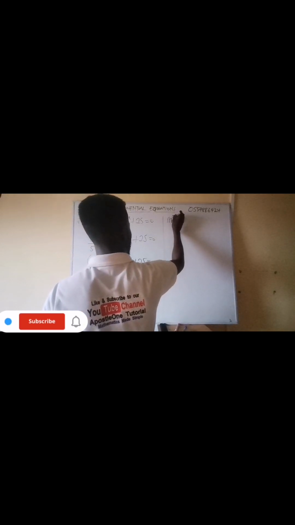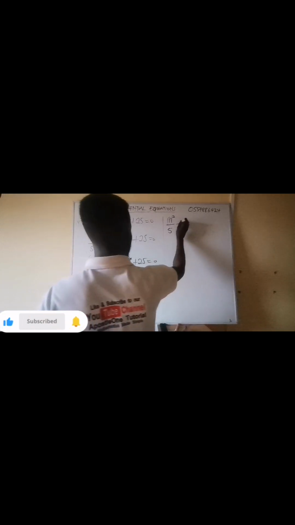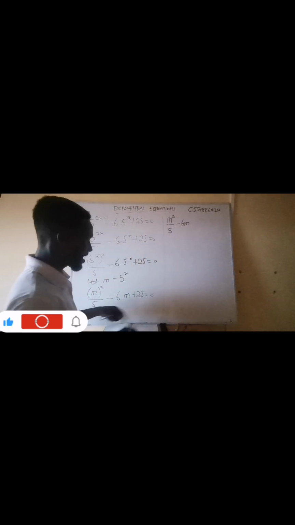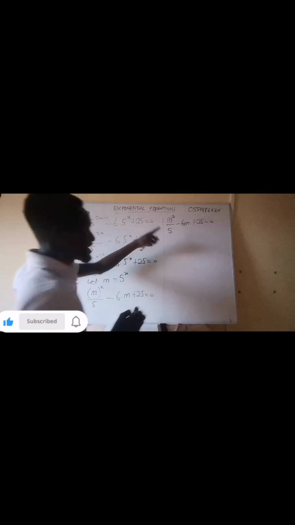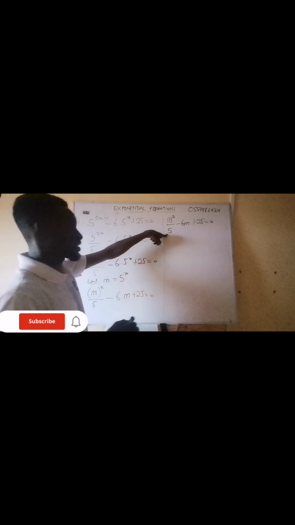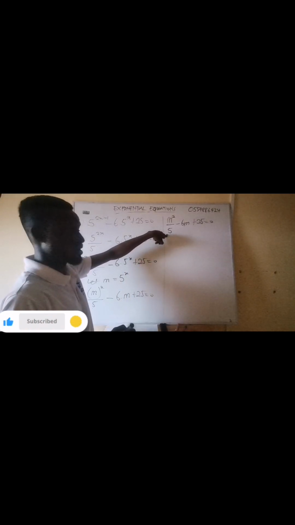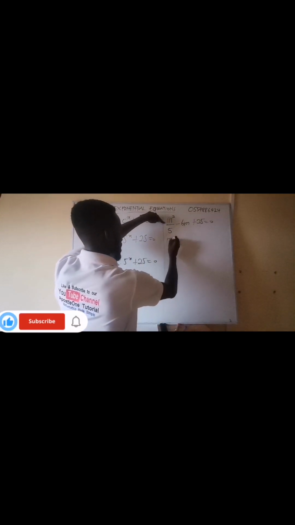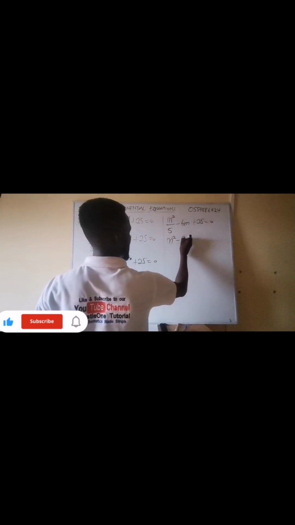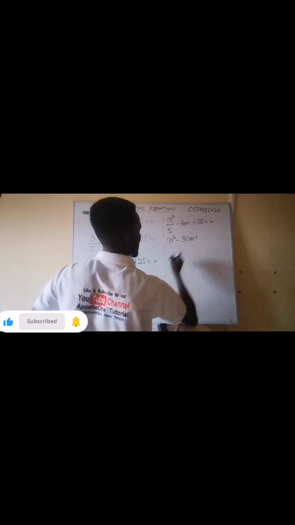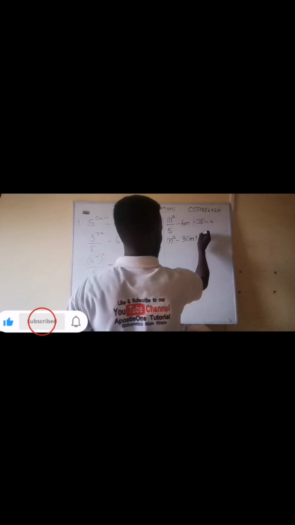Now this one is m squared divided by 5. This one is 6 times m, which will give us 6m. Then we have plus 25 equal to 0. Now this one we can multiply through by 25. We are trying to remove the fraction, so multiply through by 5. So 5 will multiply this one, we have m squared. 5 will multiply the 6, we're going to get 30m. Now 5 will multiply this one, we're going to get 125.